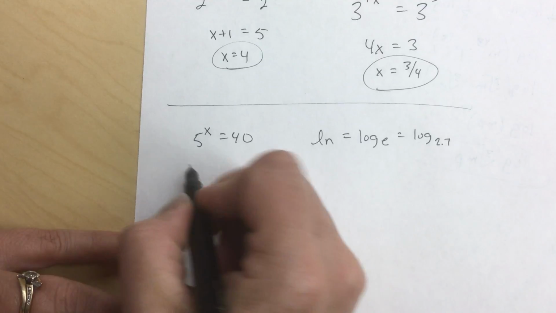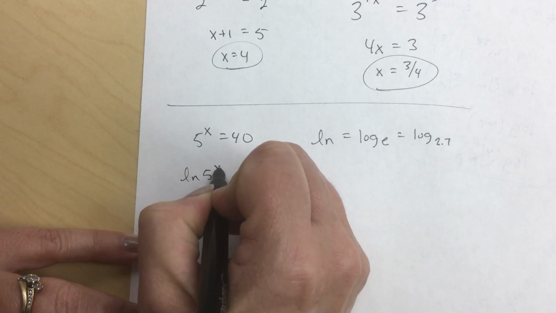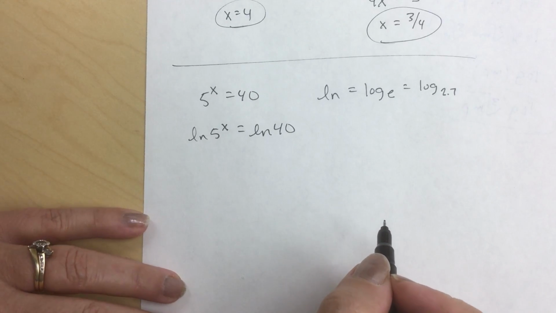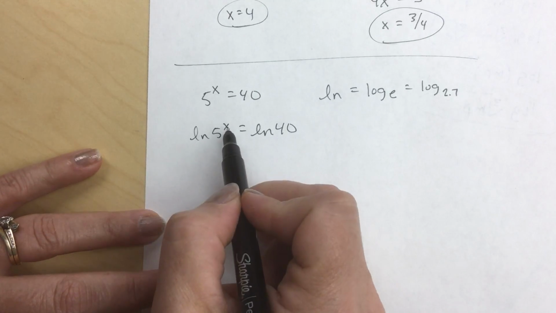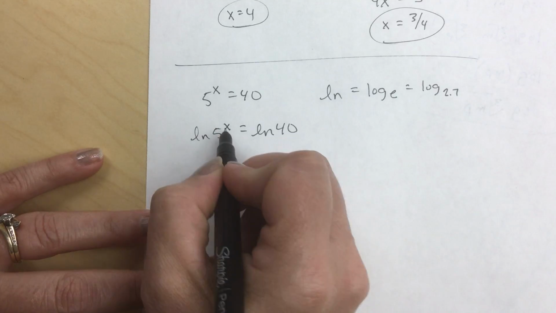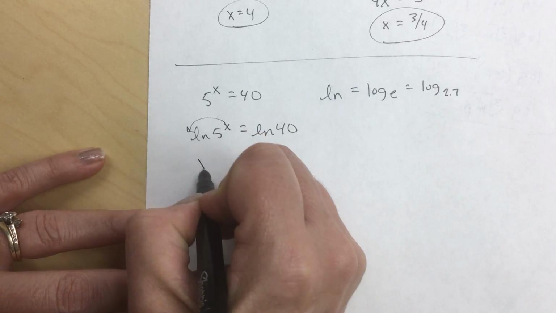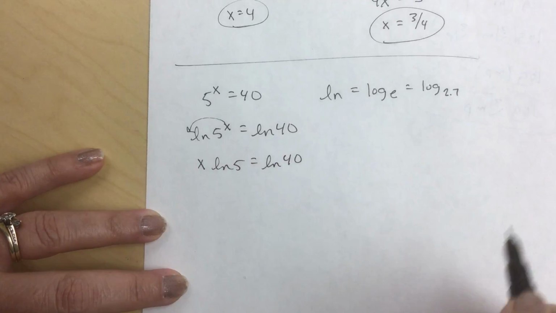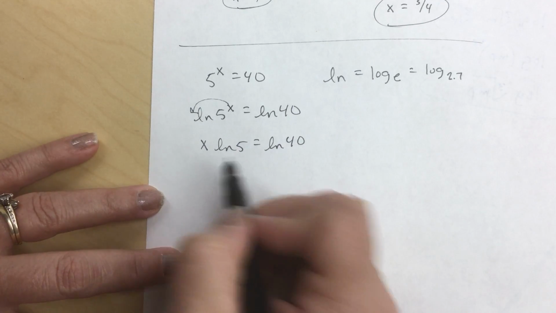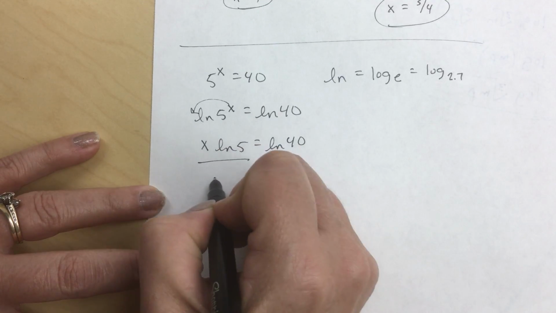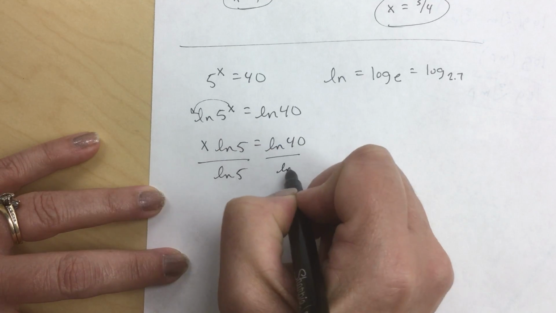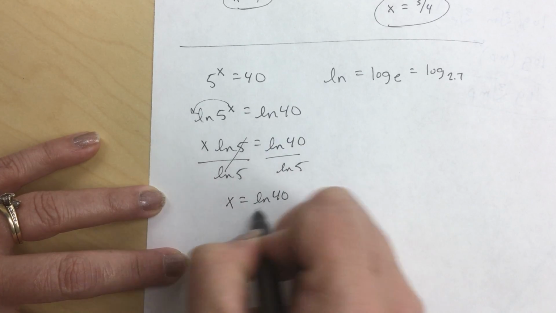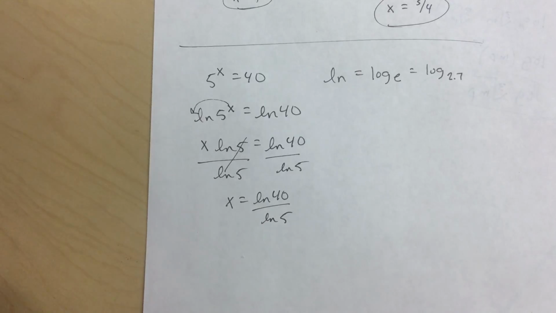So I'm going to ln both sides. So I'm going to have ln of 5 to the x power equals ln of 40. Now I'm going to use that property that I showed you where you have this exponent, you can bring it out in front. So this x comes down here, and you have x ln 5 equals ln of 40. ln of 5 is just a decimal. You could punch it on your calculator. So we're just going to divide both sides by that decimal. So then we're going to have x equals ln of 40 divided by ln of 5.